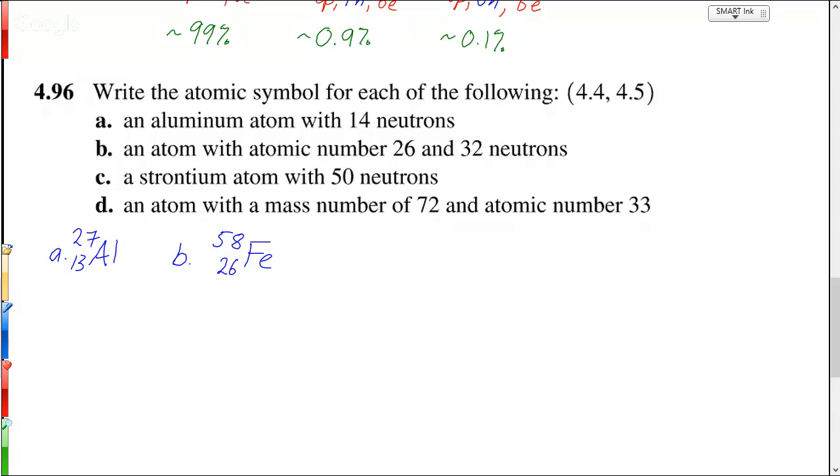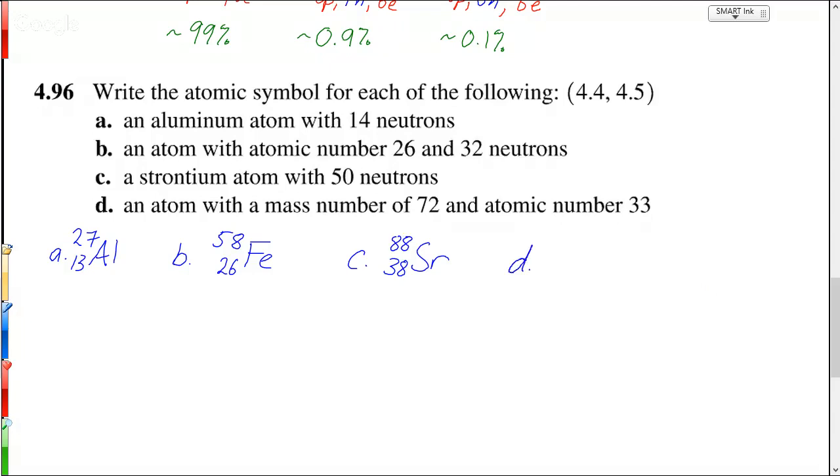But remember that those red numbers are not the mass numbers. The mass numbers are dictated by how many protons and how many neutrons. So you've got to add them together to get that. All right, strontium atom with 50 neutrons. Strontium is Sr. We look it up on the periodic table. We get 38 for the protons, 50 neutrons. So what's our mass number? 88, right? 50 plus 38, 88.